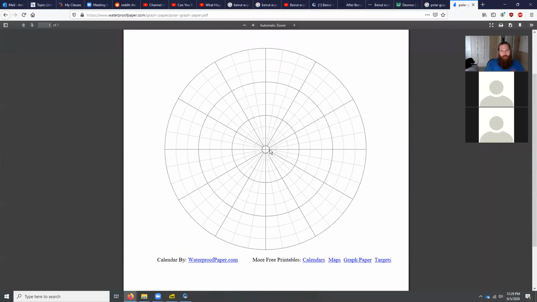So if I wanted to graph a certain point on this, like maybe 2, 3 pi over 2, I can think of these bold circles here as being like 1, 2, 3. So I'd walk out 1, 2, and then I'd rotate around 3 pi over 2, and that would get me right down here. So you might want to print out some polar graphing paper. It might be helpful for you.